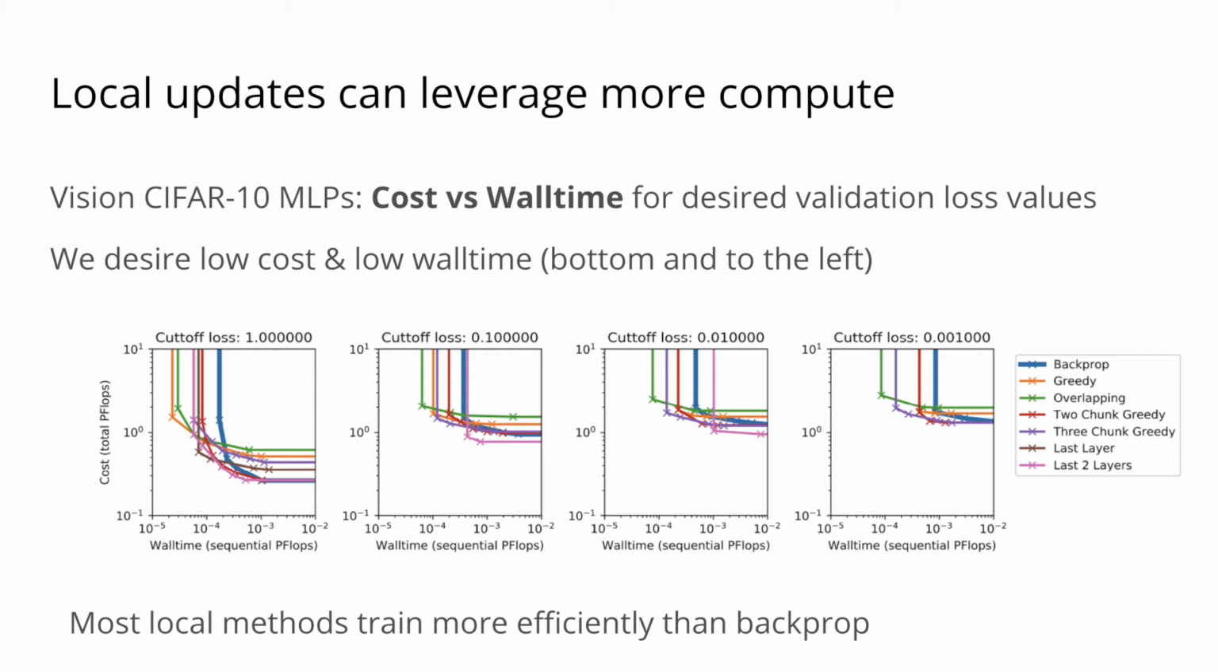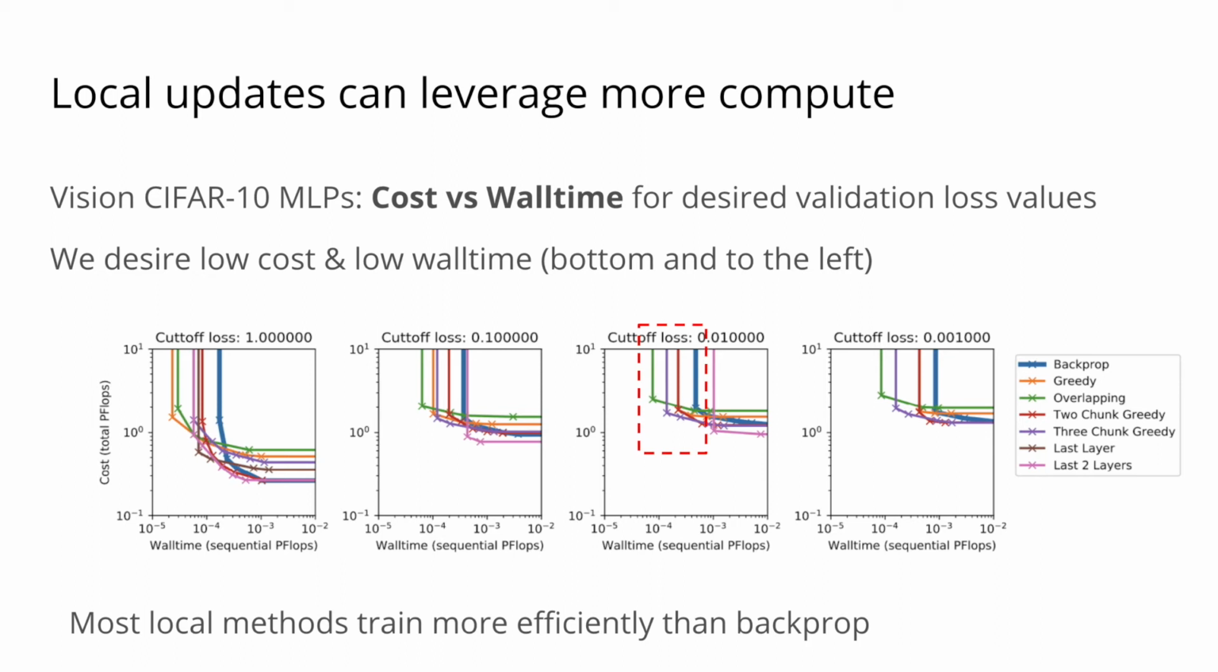In each pane, we show a different cutoff value. In all these figures, we want a method to be in the bottom left. So this corresponds to low costs and training in a short amount of time. Now, depending on the cutoff value, these local methods can train dramatically faster if we're willing to pay a slight increase in cost. For example, in this 0.01 cutoff, the overlapping method can theoretically train models around 10x faster than backprop, with only a modest cost increase.